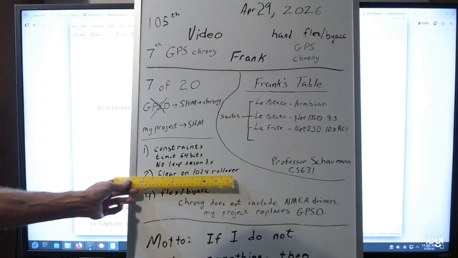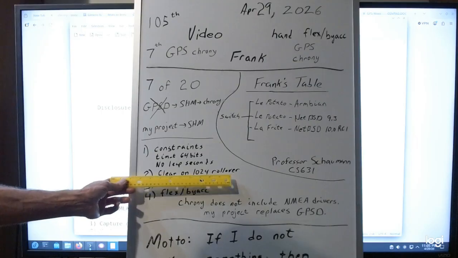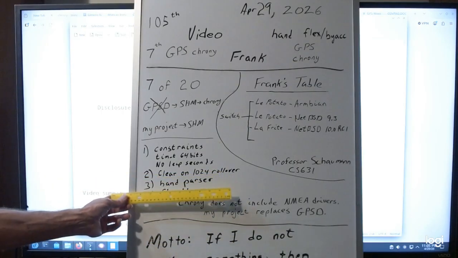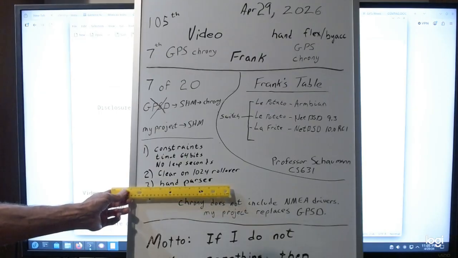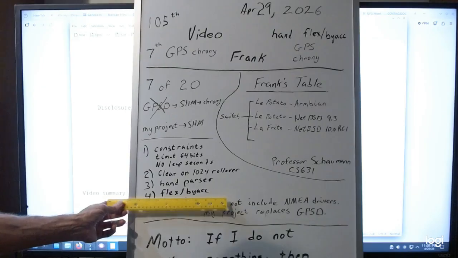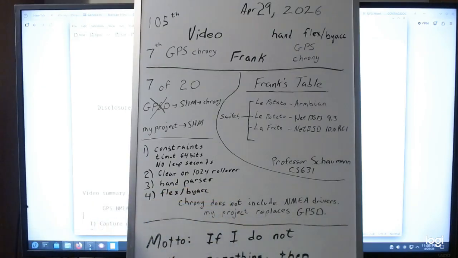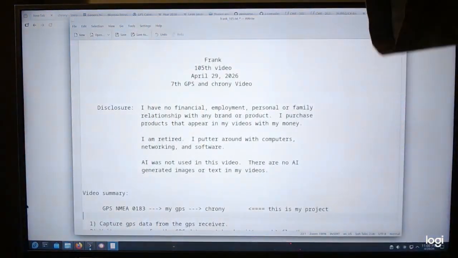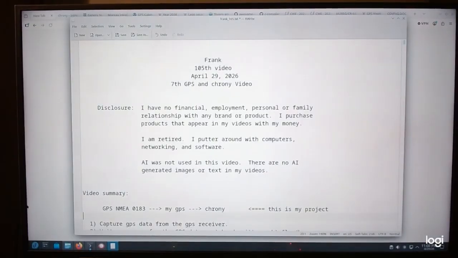And I want to get clear on the 1024 rollover for those GPS satellites, and then talk about the hand parser, and last talk about the flex and byacc. So I'm going to take my board down, and I'll show you what I got.